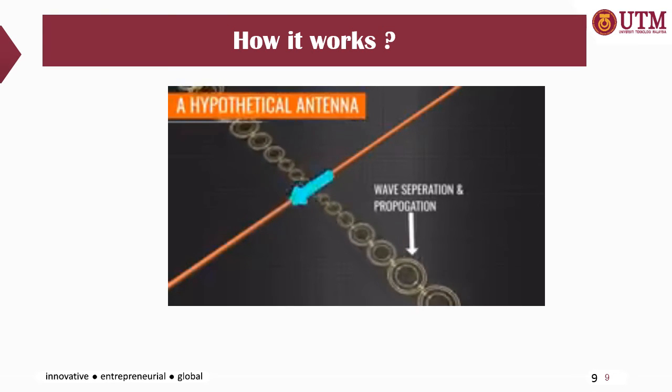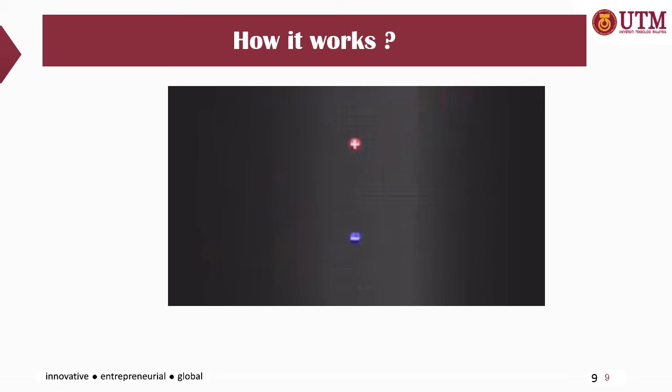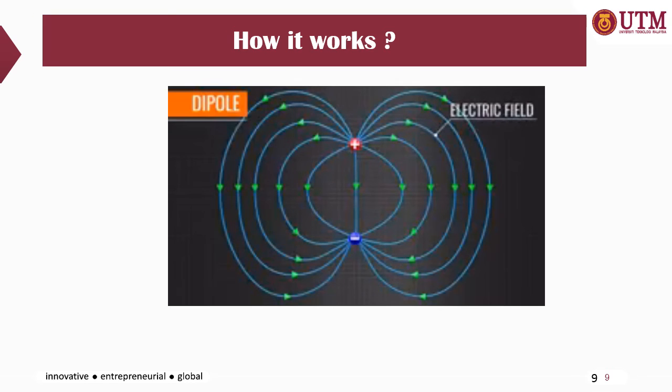Before looking at how an antenna is made, let's understand the physics behind the wave separation. Consider one positive and one negative charge placed a distance apart. This arrangement is known as a dipole, and they obviously produce an electric field as shown.